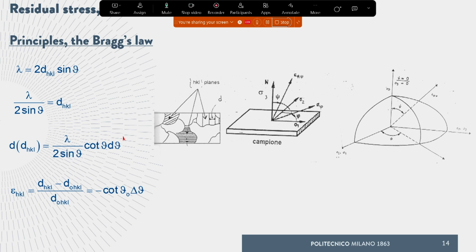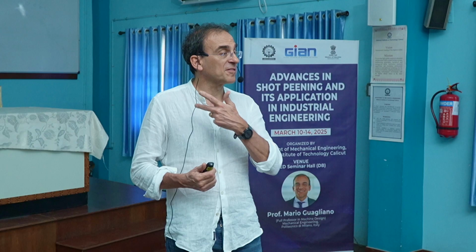And here we have a representation. Epsilon, if we are on the free surface, what can we say? That this is the deformation vector, epsilon phi psi in a generic direction, and we can distinguish the component on the 1, 2, and 3 directions, where 1, 2, and 3 in this graph are the principal directions. Okay?